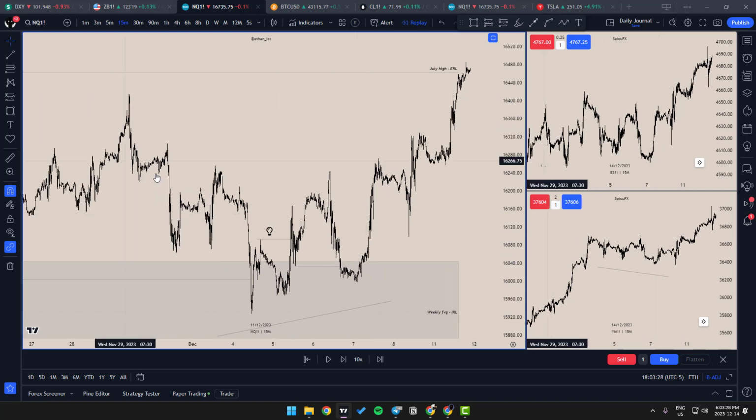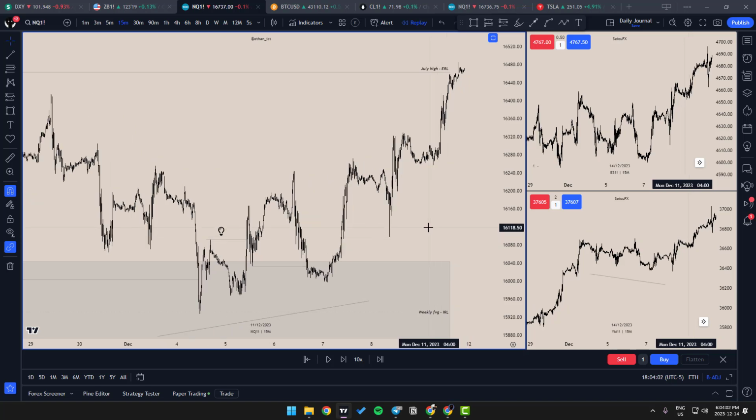And this is just a clear market maker buy model. This is textbook market maker buy model, actually. So that's why I put this in homework, because you guys should be studying this if you don't understand market maker models yet. And in this case, the silver bullet buy.